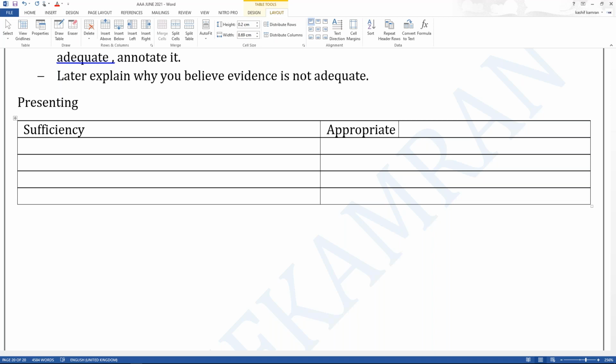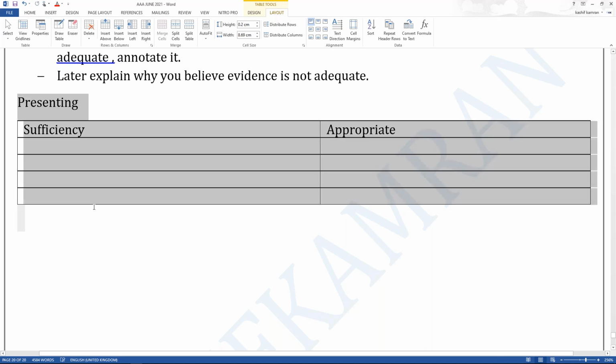So are you taking tension or a stress level of classifying the issue in sufficiency and appropriateness, or are you focusing on explaining why the evidence is inadequate? What is the right approach, everyone? Explaining the problem or classifying the problem? So this is absolutely the wrong way, right?